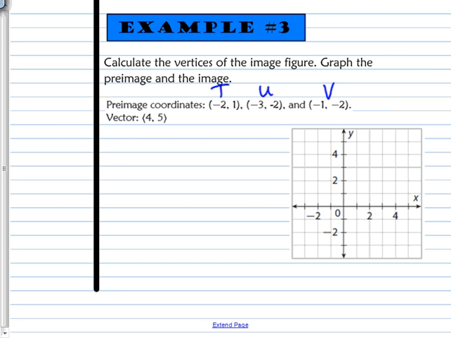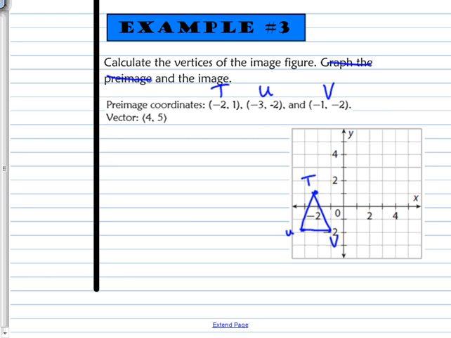-2, 1, -3, -2, and -1, -2. So there's my T, there's my U, and there's my V. Go ahead and connect those. Okay, so the first thing I've done is I've graphed the pre-image. So I'm done there. So now I have to calculate the vertices of the image figure.